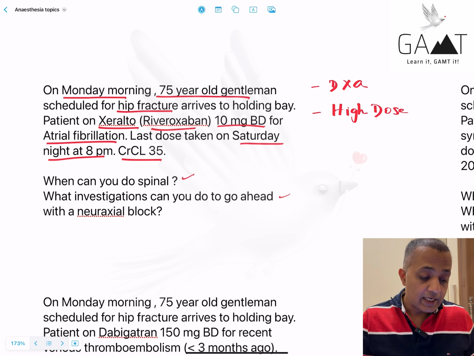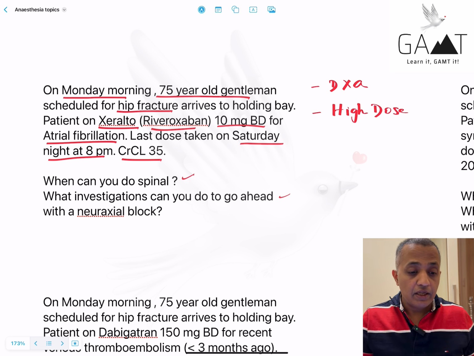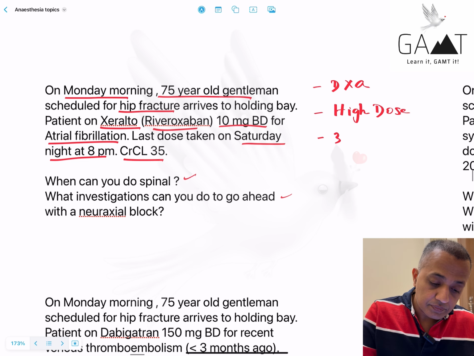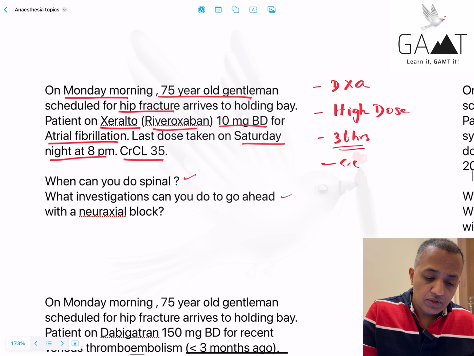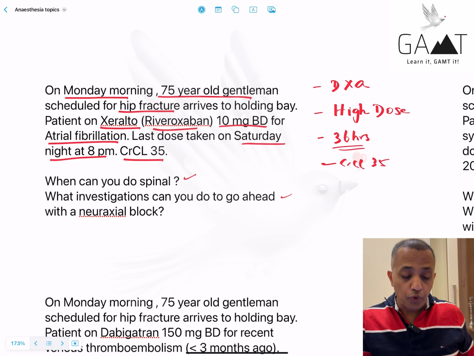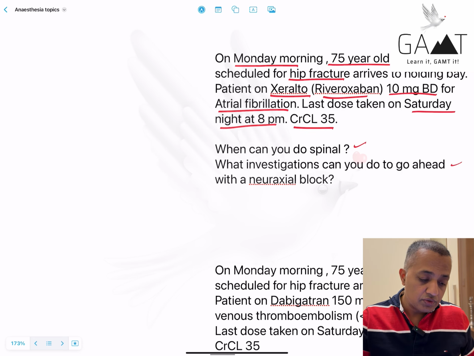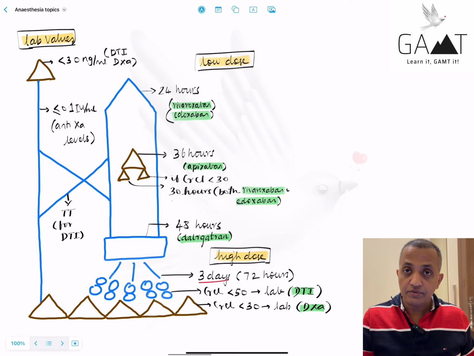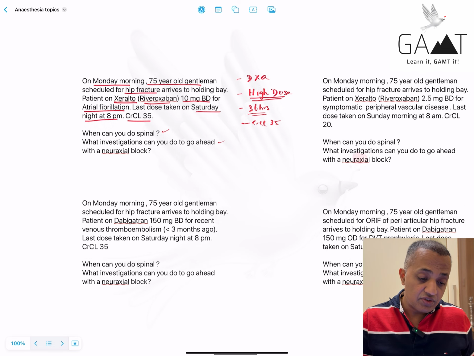So Sunday night is 24 hours, another 12 hours, so 36 hours since the last dose, and the creatinine clearance is 35. So let's go back to the Toblerone rocket, right? Here is somebody who is on a high dose. When they say high dose, straight away 3 days, right? So that's the default. This is less than 3 days, 36 hours.